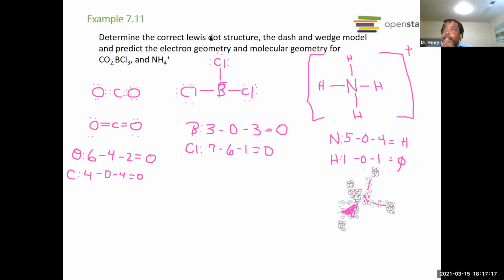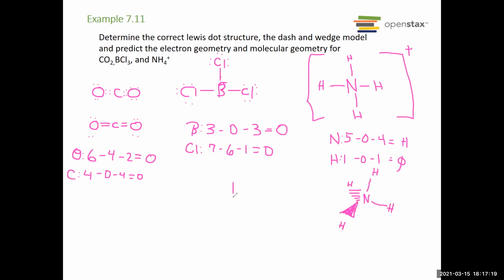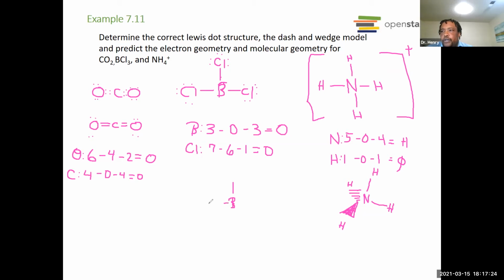Here's your structure. In this case, our wedge dash doesn't include the lone pair electrons, so you'll just see the Cls following it. And in the case of carbon dioxide, same thing. Okay. Questions, concerns?